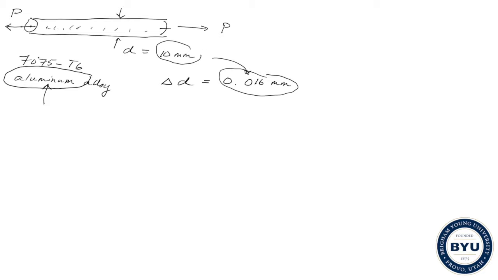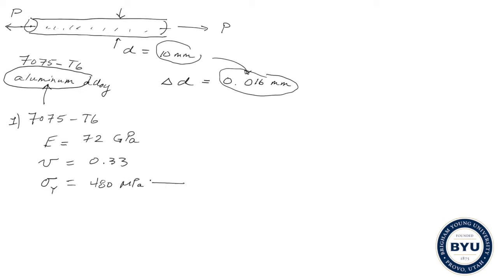Okay, so the first thing we'll do is look up some material properties. This is a well-understood aluminum alloy, and all of the pertinent material properties have been measured and tabulated, so you can look them up in the back of the book. In this case, Young's modulus is going to be 72 gigapascals, and Poisson's ratio is going to be 1/3. And the yield stress, we'll call sigma y, is going to be 480 megapascals.